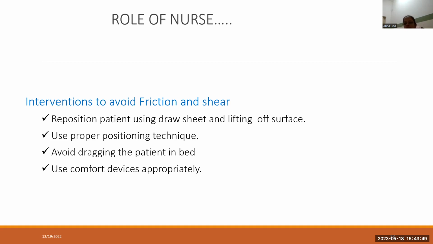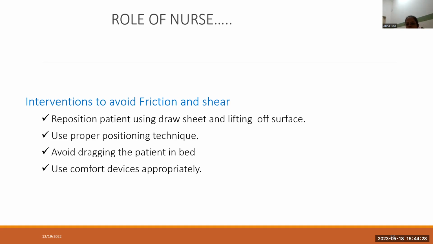Many a time we do this: when the patient is in Fowler's position and has moved towards the foot end, we just pull him upwards by merely holding his clothes, right? So you can imagine that it will be very painful, right? Such a thing should not be done. Instead, you can use lifting sheets, right? With lifting sheets, 2-3 persons can lift and then move the patient upward.